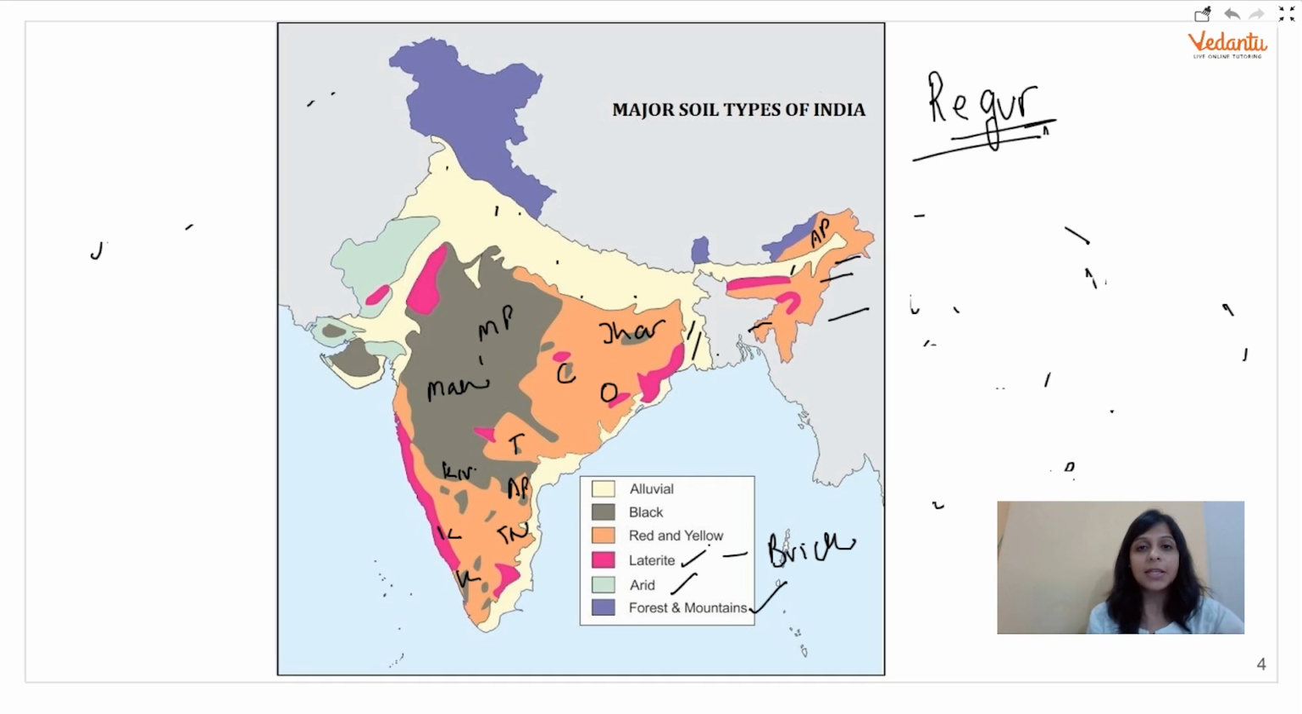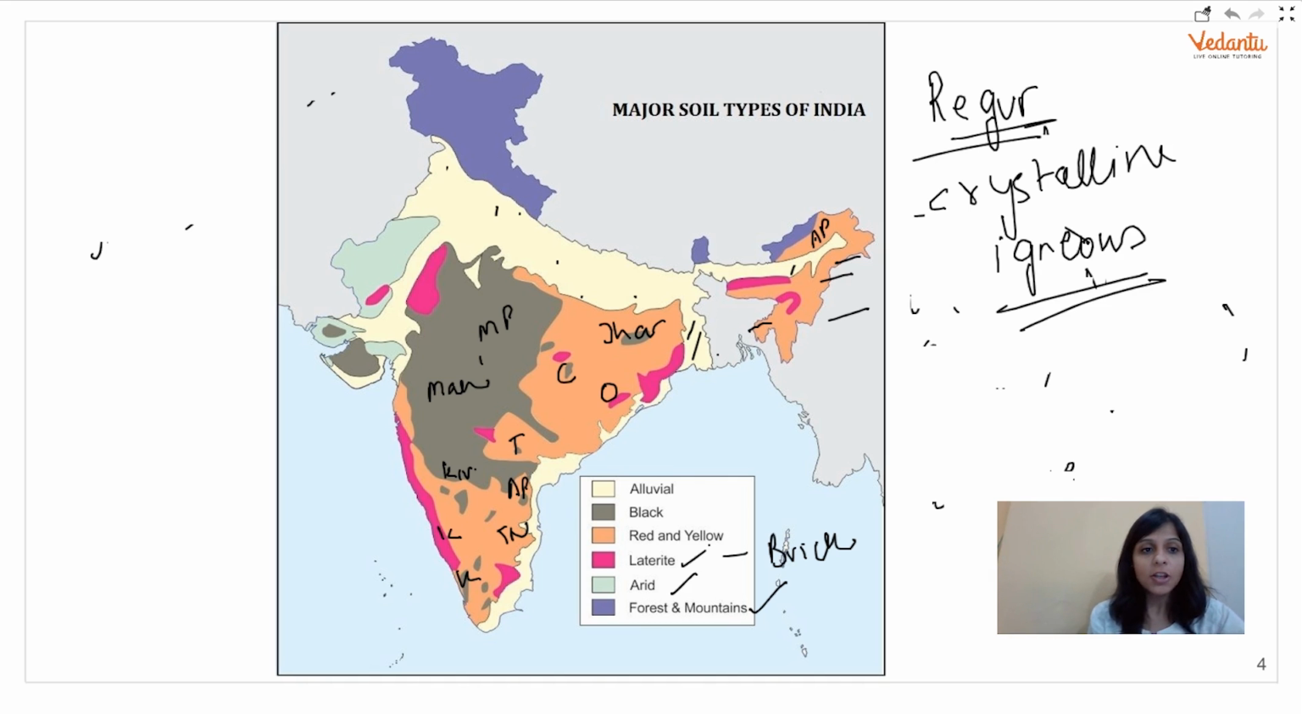Red soil develops in crystalline igneous rocks with low rainfall. So it's mostly found in eastern and southern parts of the Deccan Plateau. Yellow and red soils are also found in parts of Odisha, Chhattisgarh, southern parts of the Middle Ganga plain, and along the Piedmont zone of the Western Ghats. Piedmont means right at the foothills. So you can see here Piedmont zones, we have this red and yellow soil.